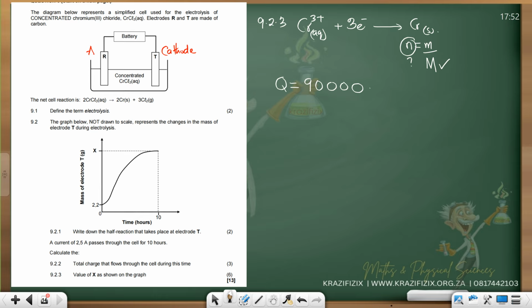And how do I get my electrons? Number of electrons. We said Q equals n q_e. We got 90,000. Do I know n? No, right? What is this? 1,6 times 10 to the power negative what? 19. The negative will not really matter. Please give me an answer for number of electrons, n.